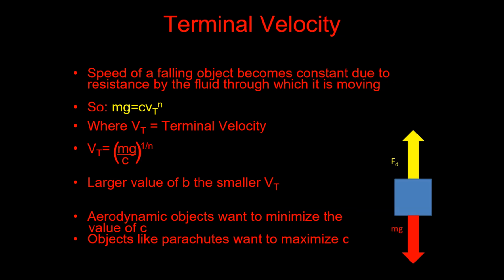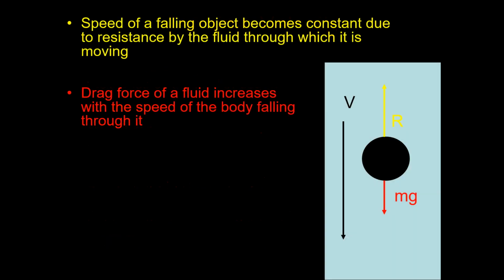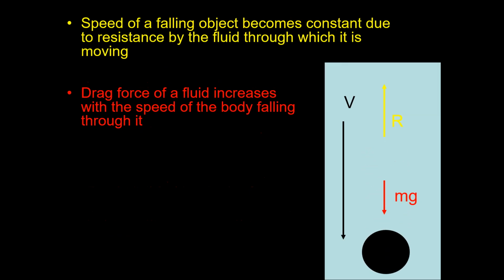And that's the kind of thing you do when you look at, say, a parachute. You want to maximize c, you want to maximize that drag force, and that means you want to hit terminal velocity much more quickly. So the speed of our falling object becomes constant due to resistance by the fluid that it's falling through.